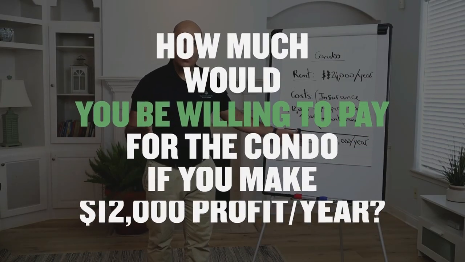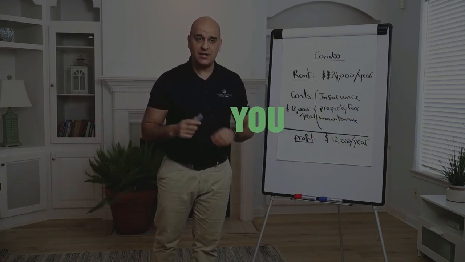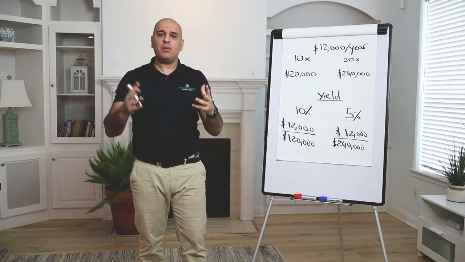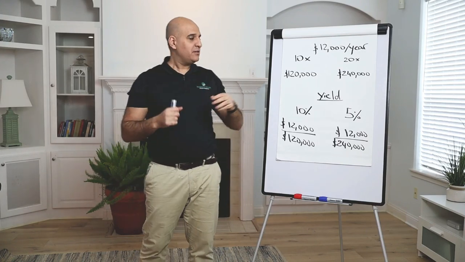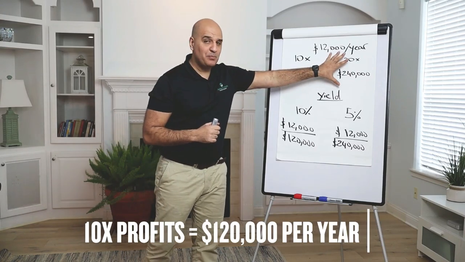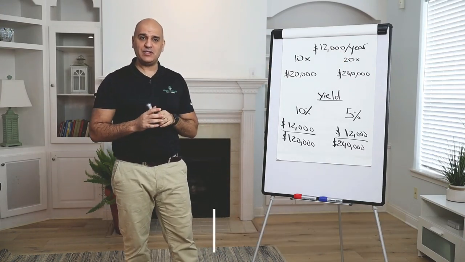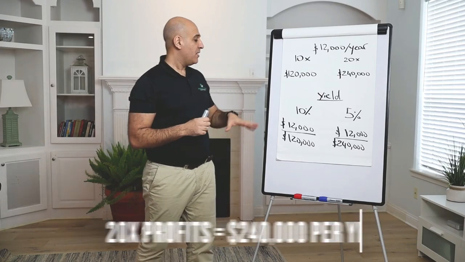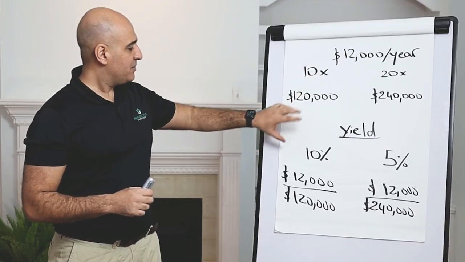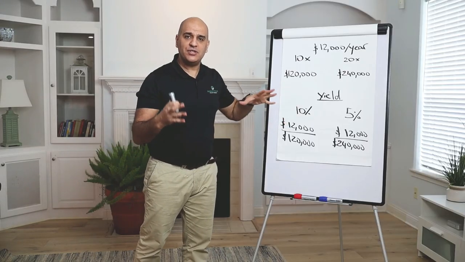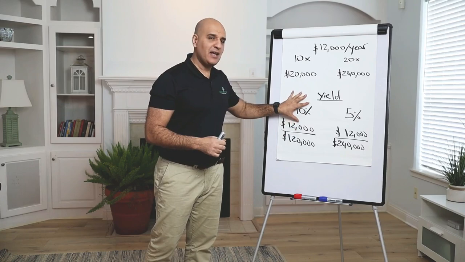And my question to you is, how much would you be willing to pay for the condo if you think you're going to make $12,000 a year? If you are willing to pay 10 times your profits, that's $120,000. If you are willing to pay 20 times your profits, that's $240,000.